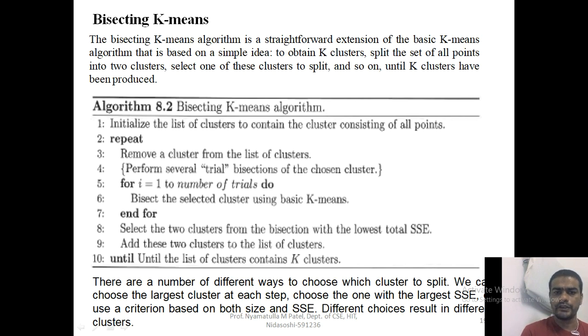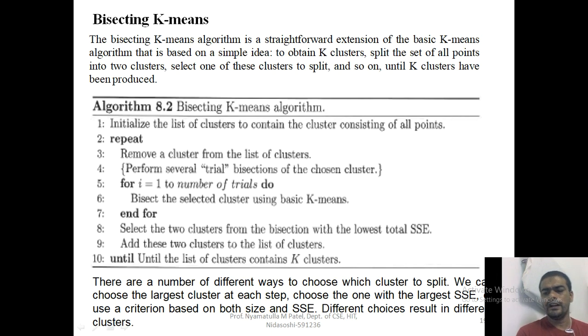When we select two clusters, we need to select the two clusters from the bisection with the lowest sum squared error. Then add these two clusters to the list of clusters, until the list of clusters contains k clusters.